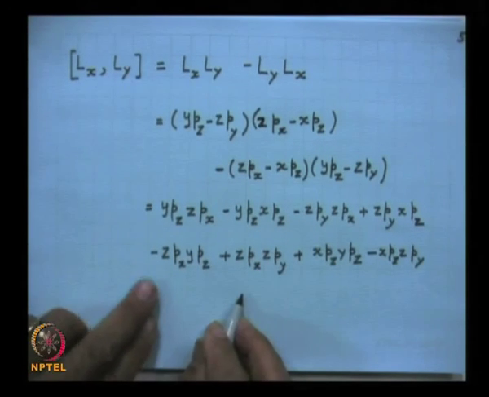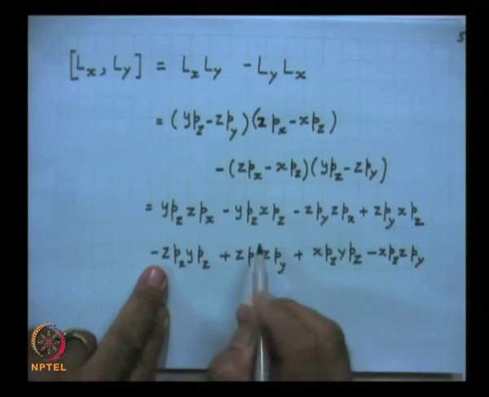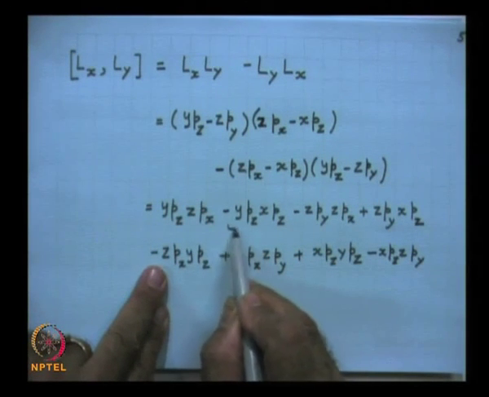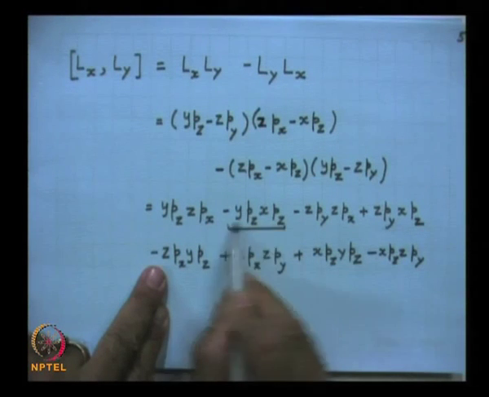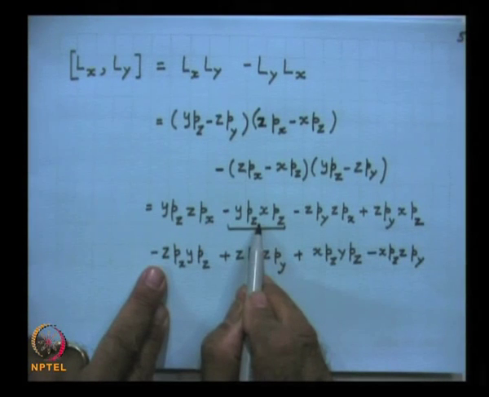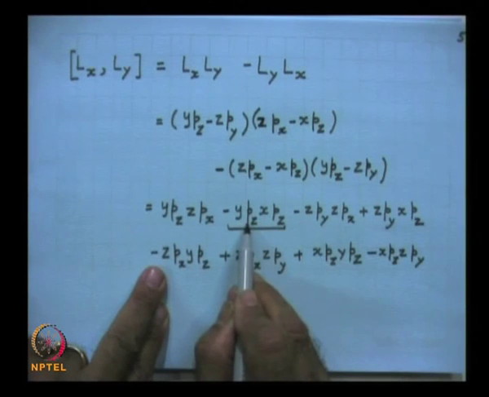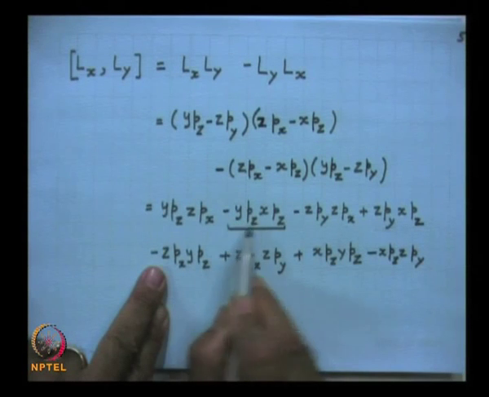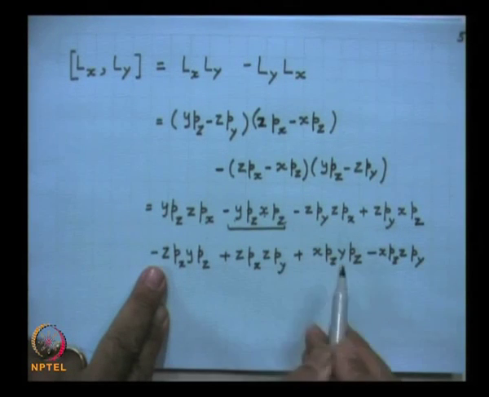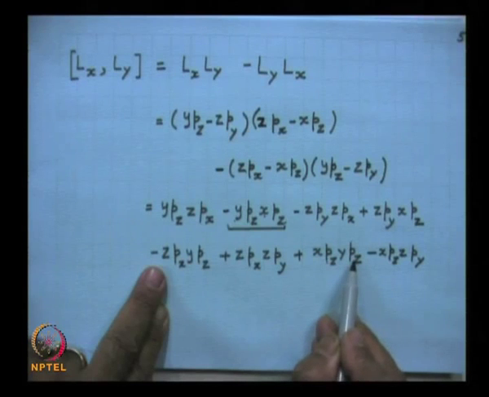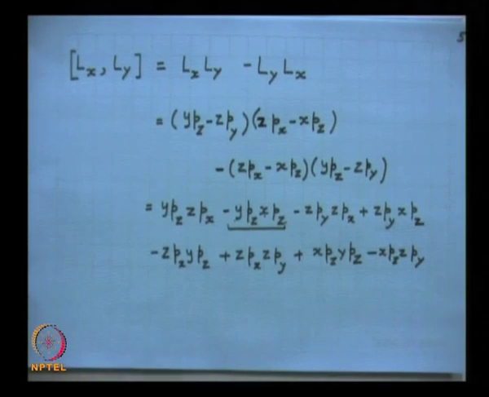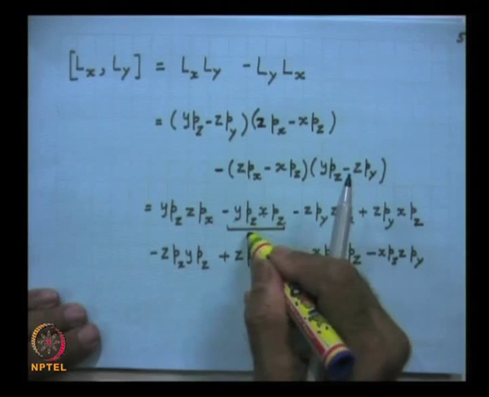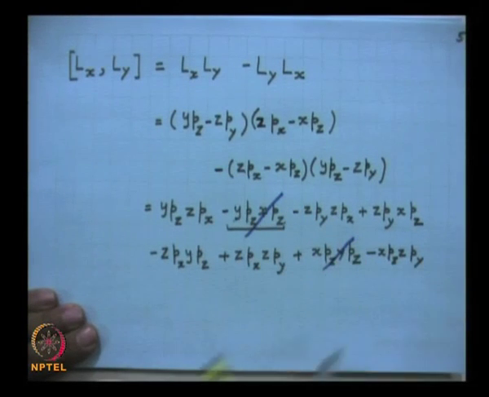So, you will see that, for example, all of the terms commute with each other. So, I can put them in any order. I can take the x here. So, x y p z p z, x y p z p z. So, this term will cancel out with this term.